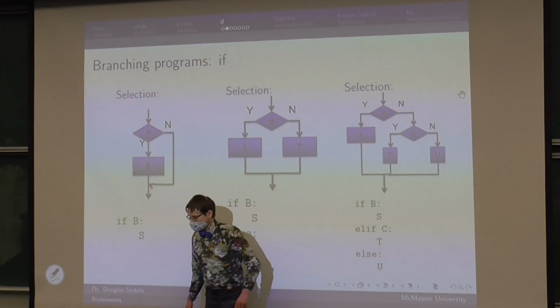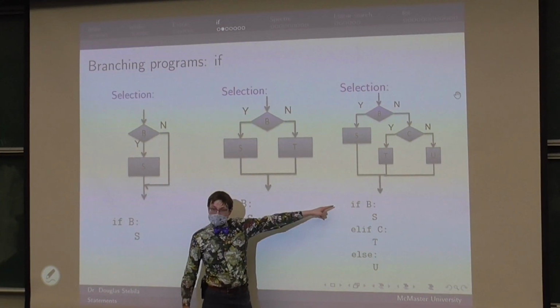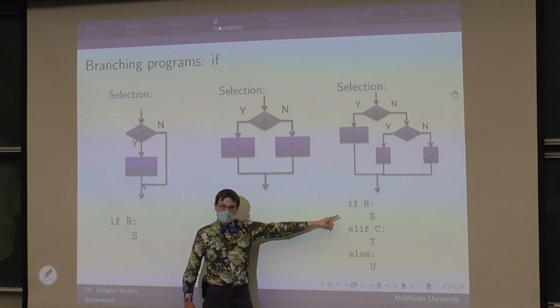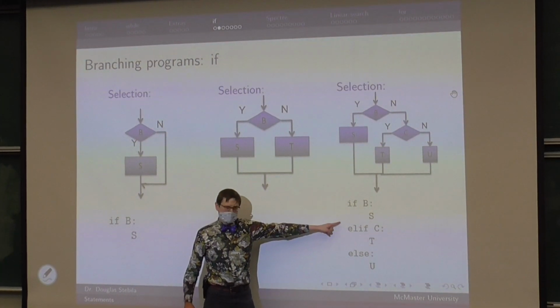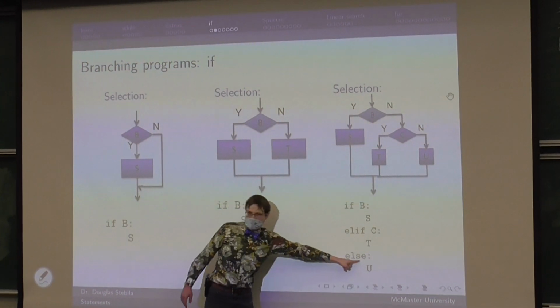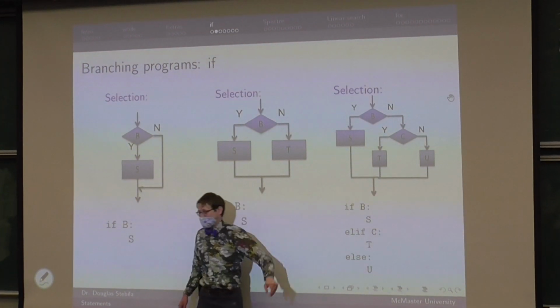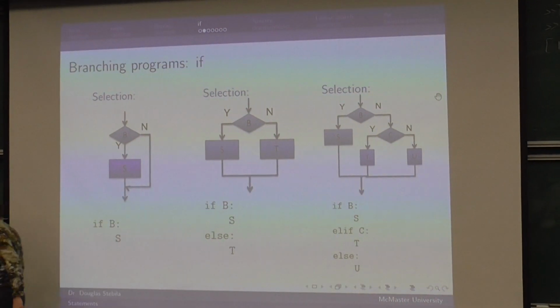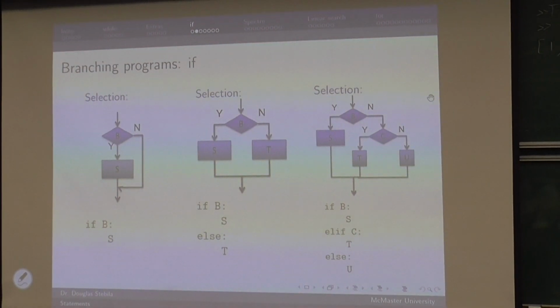But yeah, so if condition B comes out true, you execute S. If it doesn't, you try for C. If C comes out true, you execute T. If it doesn't, you fall through to the catch-all case at the end, and you execute U. Any questions?